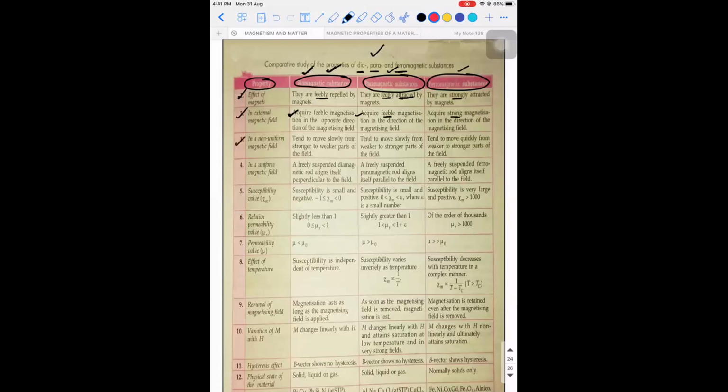Okay. So when you place it in a non-uniform magnetic field, what happened to the glass when it was placed in between the magnetic field? It tried to align itself in which direction? It will try to align itself in the weaker magnetic field. So it tends to move slowly from stronger to weaker parts of the magnetic field. Similarly, what happened to a paramagnetic? It tends to move slowly from weaker to stronger magnetic field. Whereas a ferromagnetic substance will also tend to move from weaker to stronger, but it is a very quick process. Okay. So in a uniform magnetic field, what will happen?